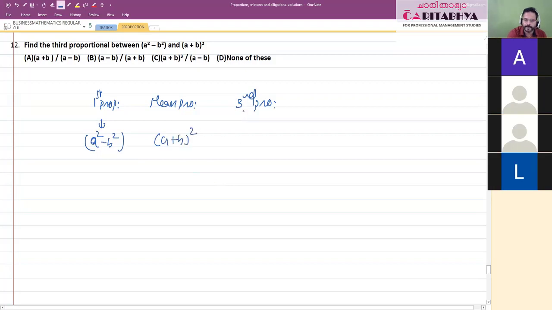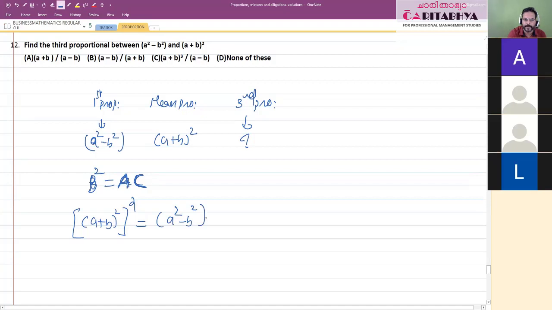Okay. So നമുക്ക് തേർഡ് പ്രൊപ്പോർഷണൽ ആണ് കമ്പ്യൂട്ട് ചെയ്യുന്നത്. നമുക്ക് ഏത് ഫോർമുല യൂസ് ചെയ്യാം? റൂട്ട് ഇല്ലാതെ നമുക്ക് യൂസ് ചെയ്യുന്നത് b square equal to a c അല്ലേ? ബിക്കോസ് നമുക്ക് ഓൾറെഡി ഇവിടെ a യും b യും ഒക്കെ ഉള്ളതുകൊണ്ട് b square equal to a c. മീൻ പ്രൊപ്പോർഷണലിന്റെ സ്ക്വയർ എന്ന് പറഞ്ഞാൽ ഫസ്റ്റ് പ്രൊപ്പോർഷണൽ ഇൻറ്റു തേർഡ് പ്രൊപ്പോർഷണൽ. So that means a plus b the whole square is equal to a square minus b square into c.